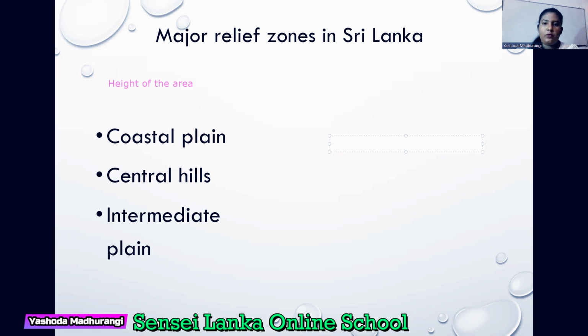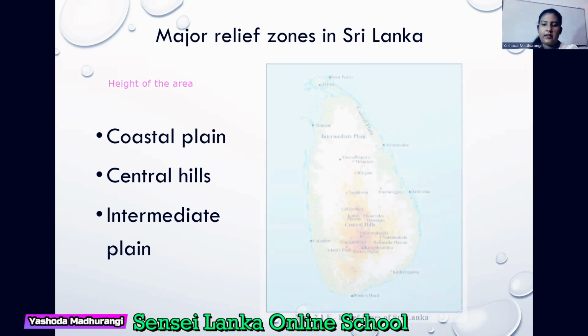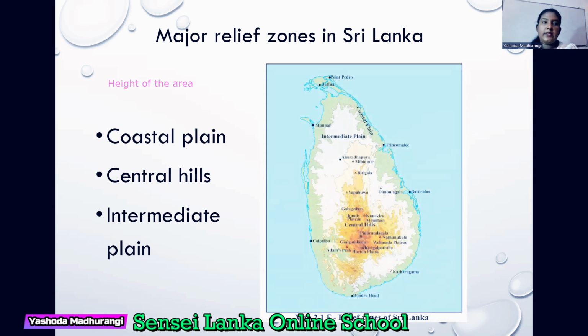When we go to the map, you can understand it easy. It is there in your school textbook also. Major relief zones. Here in light green color, you can see coastal plain. In this white color, intermediate plain is there. And then in the middle, you can see central hills. These are the 3 relief zones in Sri Lanka. Coastal plain, intermediate plain, central hills. These are the 3.